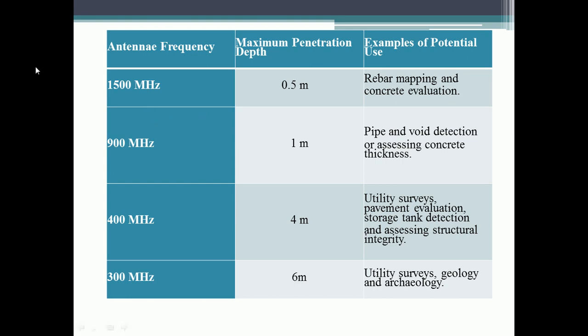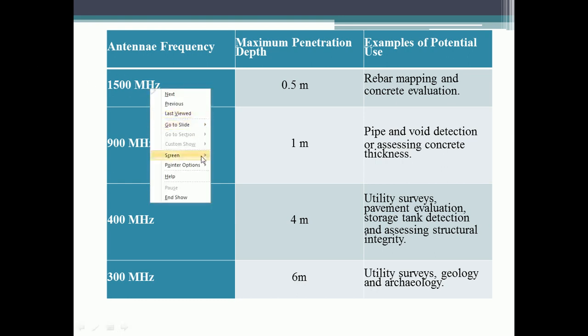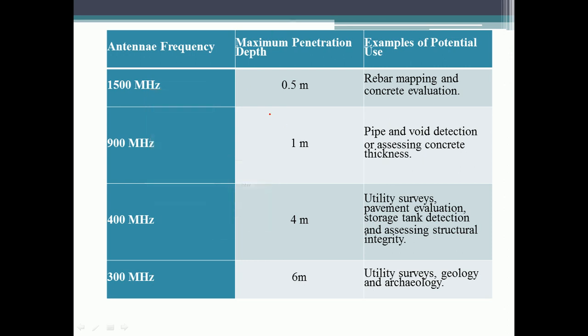For 1500 megahertz antenna frequency, the depth of penetration is only 0.5 meters, for 900 it is 1 meter, for 400 it is 4 meters, and for 300 megahertz it is 6 meters. So as the frequency decreases, the depth of penetration increases.